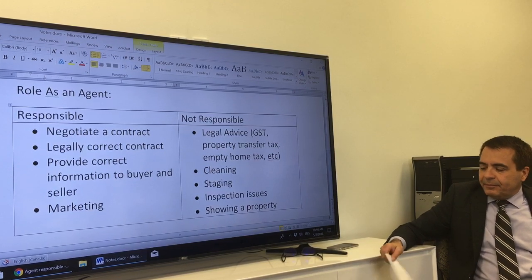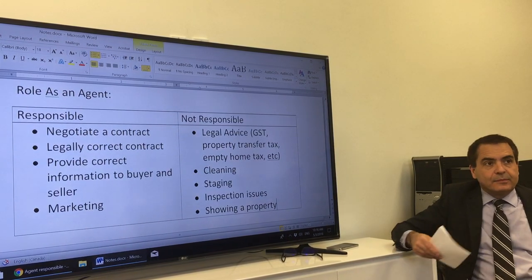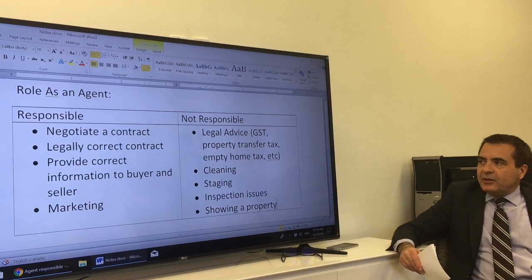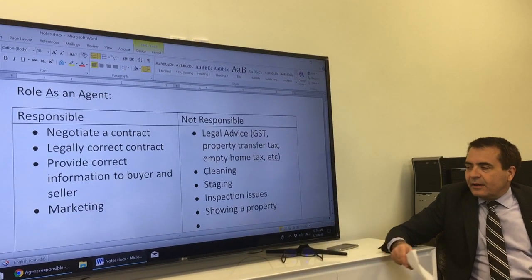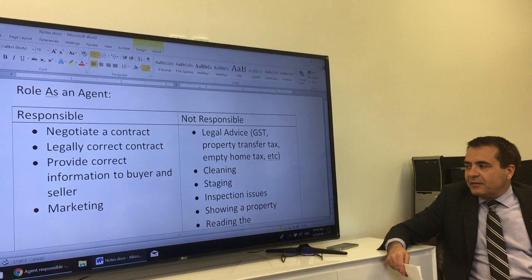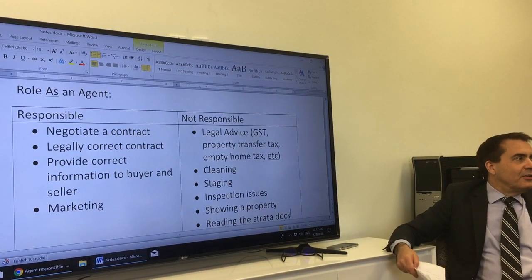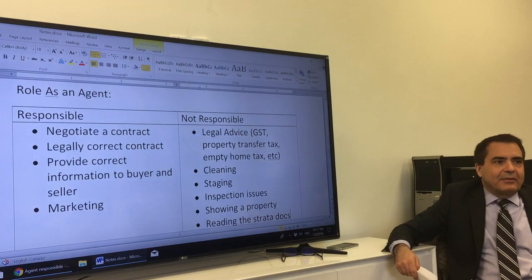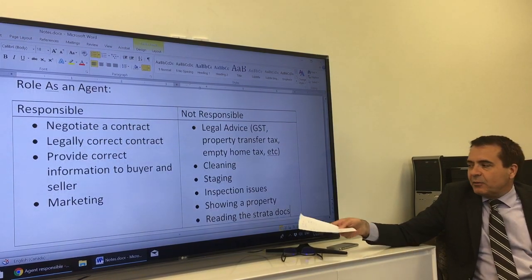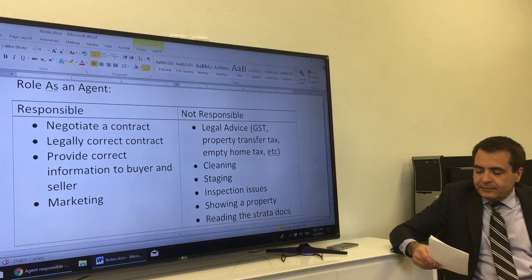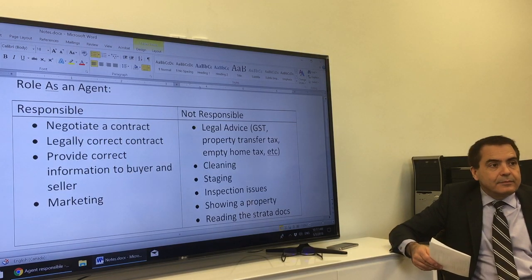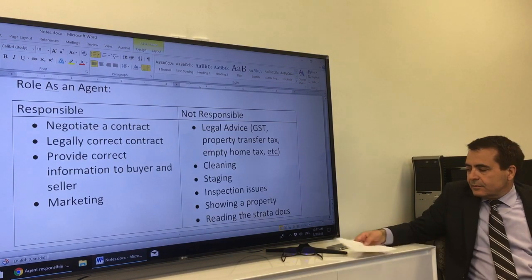Showing a property. Reading documents. Yeah, so reading the strata documents is another one where people want to tell you, is this a good condo to buy, whatever? You can't really tell them that answer. Is this a good condo? Because it's a subjective thing, right? So you have to be very careful about reading the strata documents. Like, what do you say regarding strata documents? Like what it says?